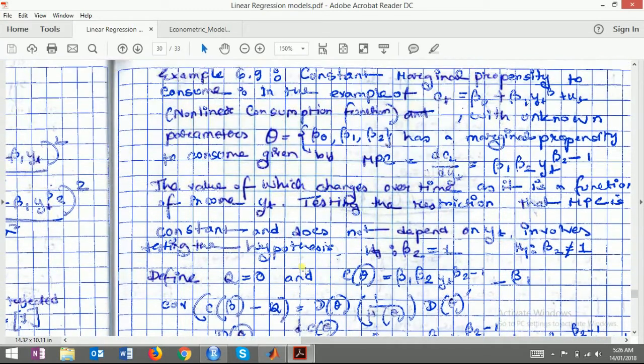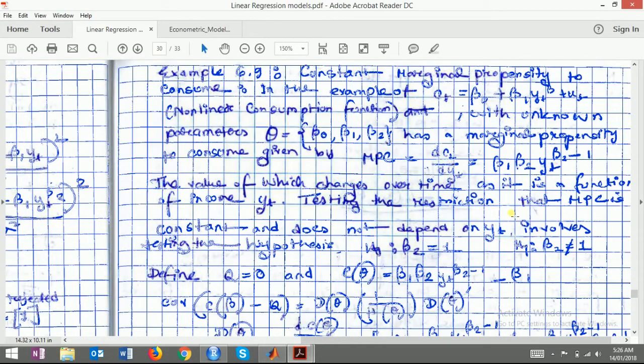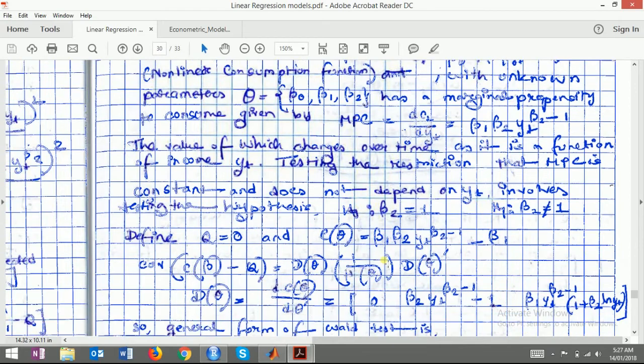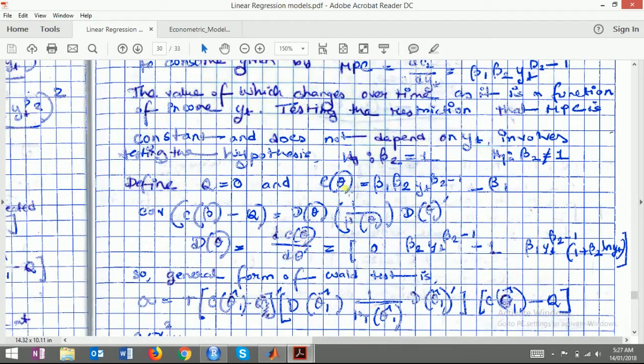We're doing this beta 1, beta 2, y2, beta 2 minus 1 minus beta 1. What we're doing is to consume in the example marginal propensity to consume, the value of which changes over time as it is a function of income yt. Testing the restriction that marginal propensity to consume is constant involves testing the hypothesis. Define q equals 0, and this is the marginal propensity to consume.